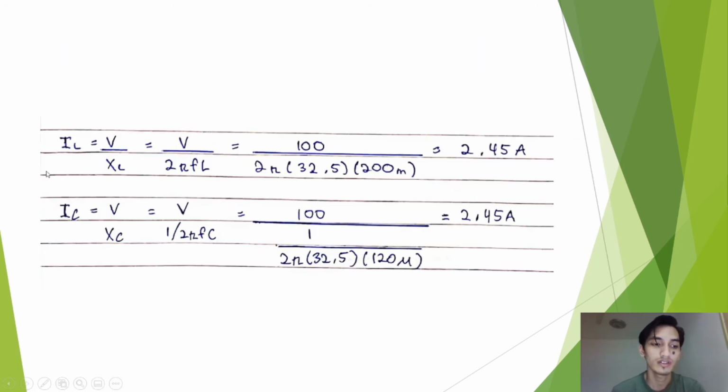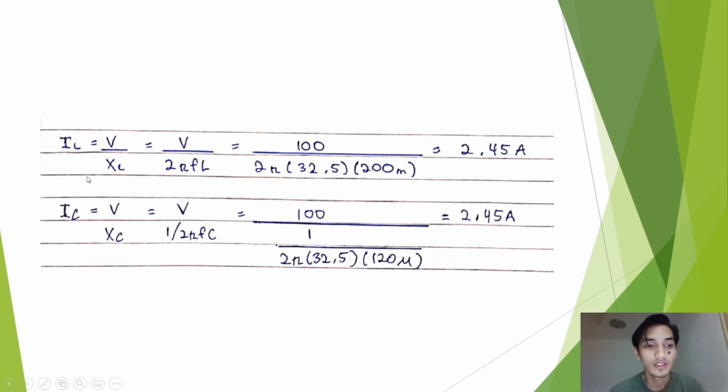So at the resonance, the current through the inductor and the capacitor. First, we can see the current through the inductor. So how to calculate it? We use V over XL, or we can expand it to V over 2 pi FL, the inductance. So in the value, 32.5 Hz, 200 millihenry for the inductance, and we got 2.45 amp.